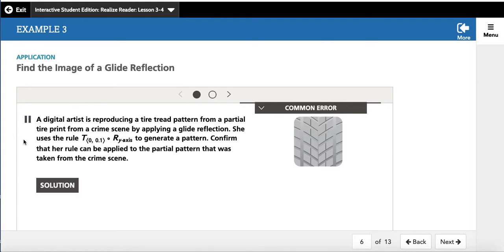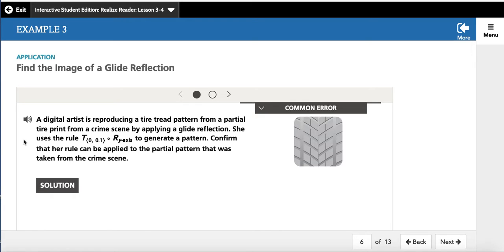A digital artist is reproducing a tire tread pattern from a partial tire print from a crime scene by applying a glide reflection. She uses the rule of the translation by 0 units along the x-axis and by 0.1 unit along the y-axis, composed with the reflection across the y-axis to generate a pattern. Confirm that her rule can be applied to the partial pattern that was taken from the crime scene.